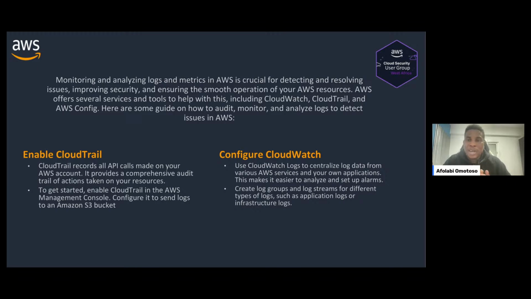CloudTrail handles that. Then we have other resources like AWS Config. This handles things around inventory and compliance of infrastructure. So we can set up things to check if our infrastructures are actually compliant with what we want. Those are other resources that we can use as well. So I put in some guides on how to audit, monitor, and analyze logs to detect issues in AWS.